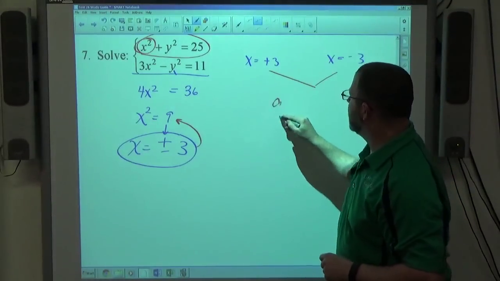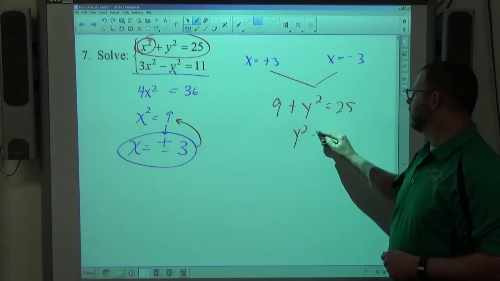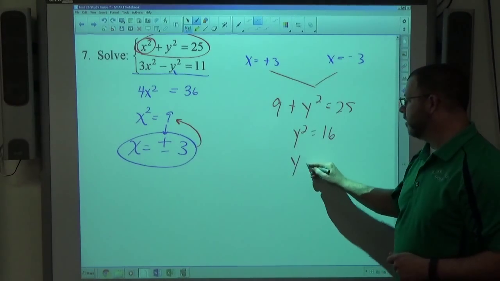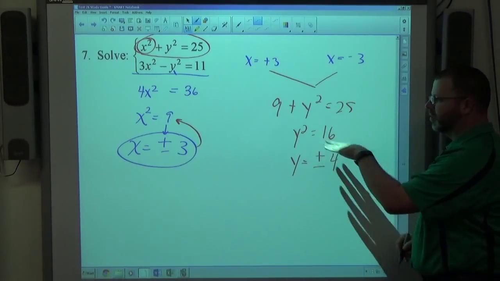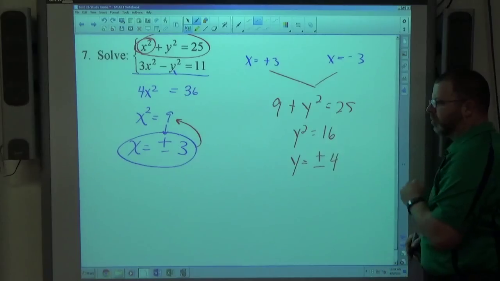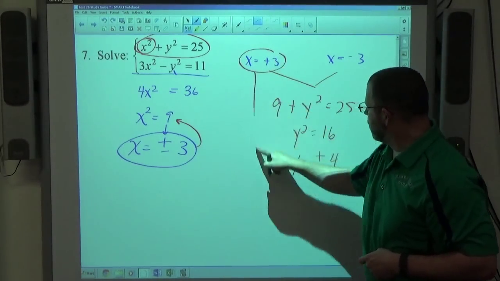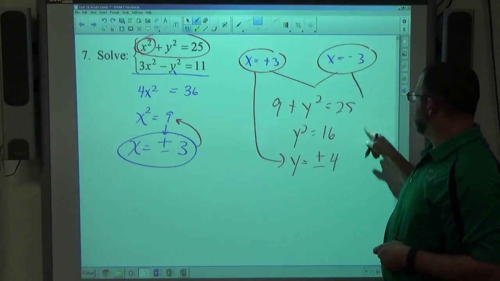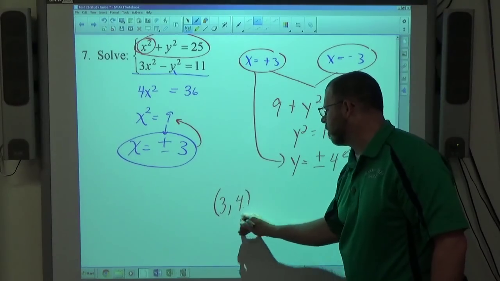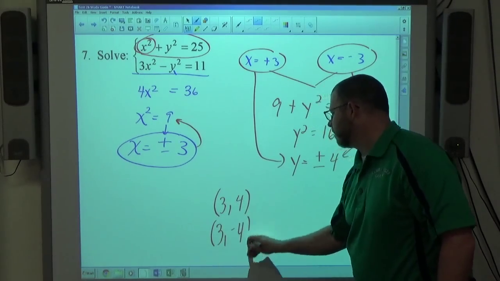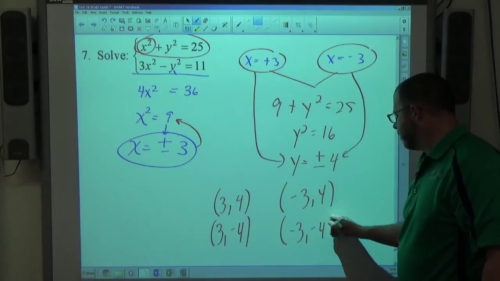So that's going to become 9 plus y squared is 25, which means y squared is equal to 16, which means y is equal to the square root of 16, which again is plus or minus 4. Again, don't forget the plus or minus. Letter squared equals number. Letter equals plus or minus square root of number. Okay. This answer for x led to both of these y answers. This answer for x led to both of these y answers. So my answers are going to be x 3, y positive 4, x 3, y negative 4, x negative 3, y positive 4, x negative 3, y negative 4.